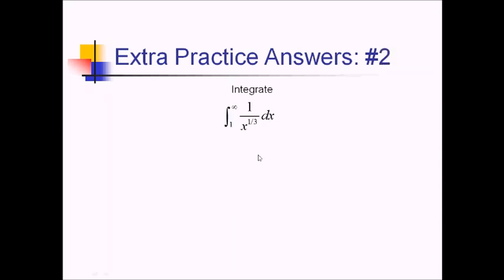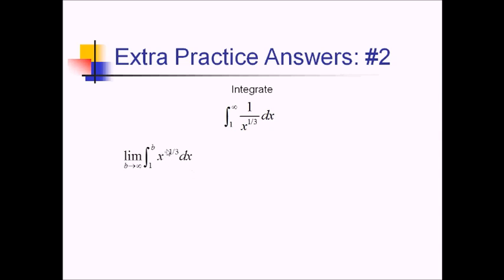For this problem, I want the integral from 1 to infinity of this expression here. Now, we have a discontinuity at 0, but that's not going to affect us on this one. What will affect us is this infinite upper limit of integration. That makes this an improper integral, so we actually have to convert this into the limit as b approaches infinity of the integral from 1 to b, and I'll rewrite this as x to the negative 1/3 because I'm going to anti-differentiate it anyway. So now let's take that antiderivative.